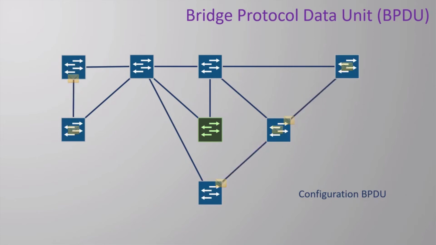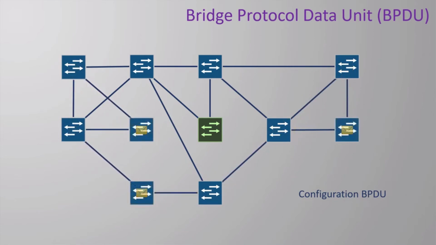There are two types of BPDUs. This one is called a configuration BPDU. Initially, these messages enable switches to learn if there are any other spanning tree enabled switches nearby.